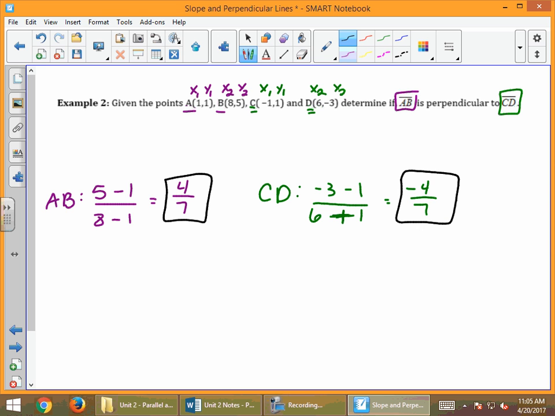So check first, are they opposites? Is one positive, one negative? Yes. Okay, so move on to the next step. Are they flipped versions of each other? And if we look, they're not. They're opposite, but the fractions are exactly the same, 4/7, 4/7. So because they're not flipped, these are not perpendicular.